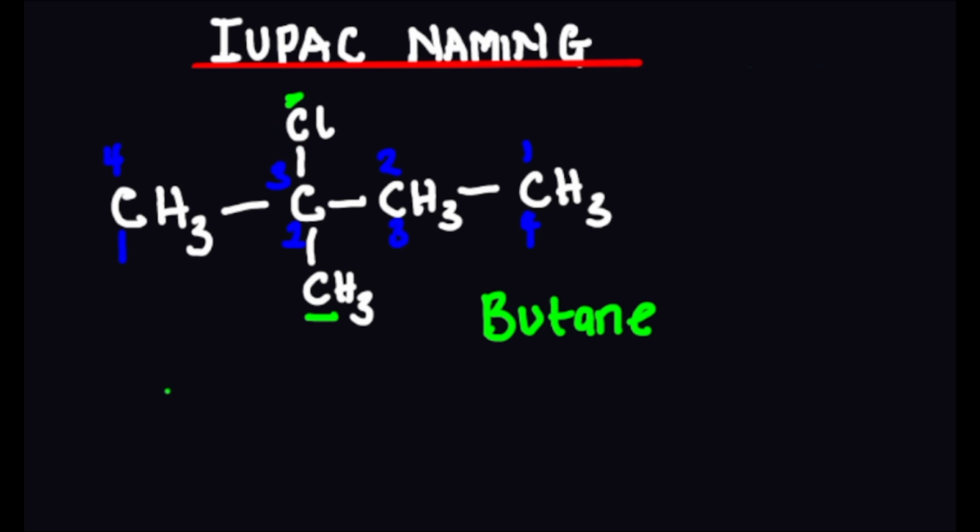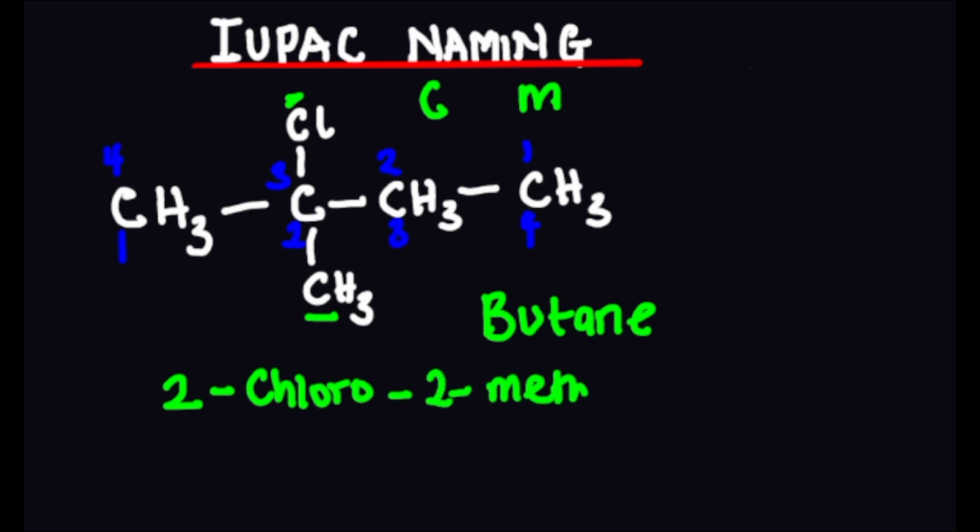This is going to be 2. Now look at this, this is another thing I need to consider. Between the substituents, which one is going to come first? You have to consider chlorine, because C, according to alphabetical order, comes before M, right? So we're going to have 2-chloro, then 2-methyl, then this is going to be butane. 2-chloro-2-methylbutane. That's going to be the answer.